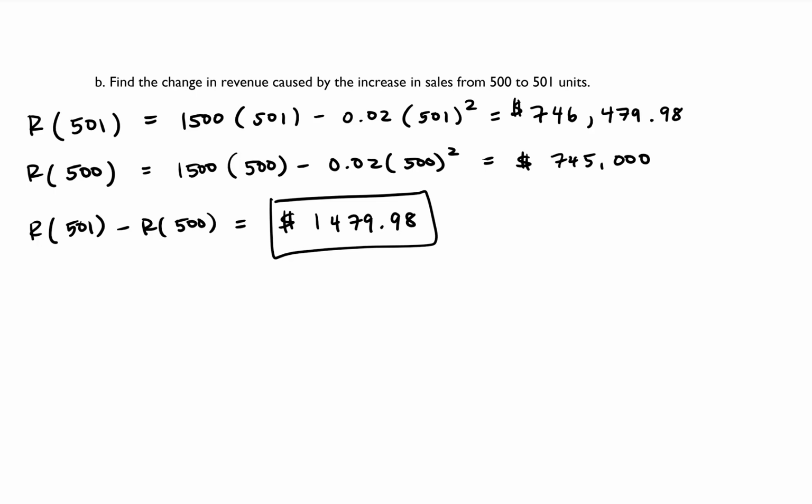And notice that the marginal revenue at x equals 500 is a good estimate of the revenue from the 501st unit because in the previous example, we estimated the number was 1480. So the actual revenue gained was only off by 2 cents.